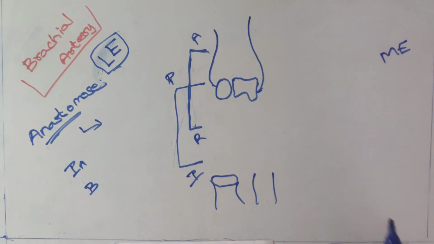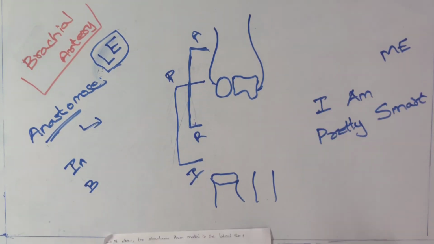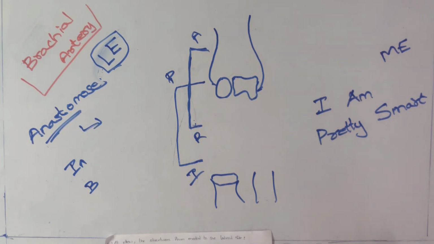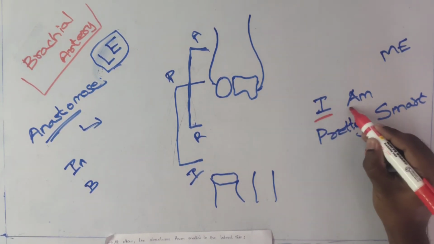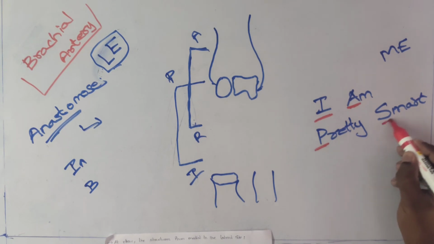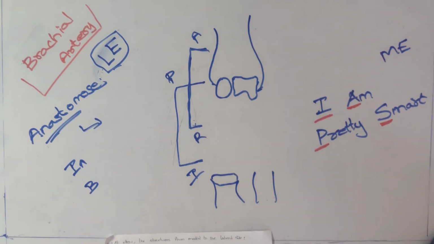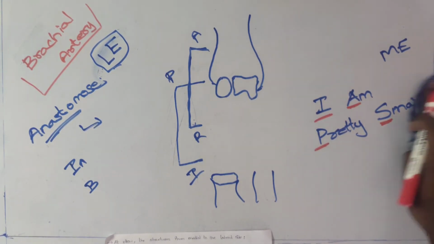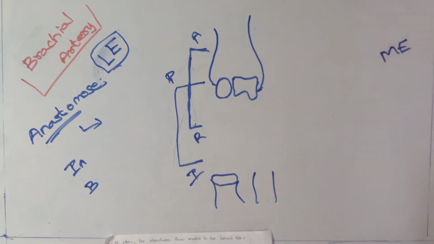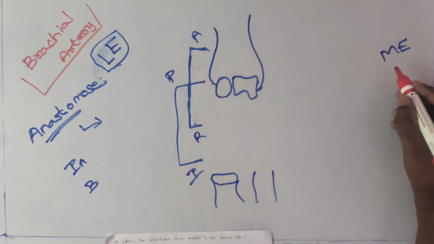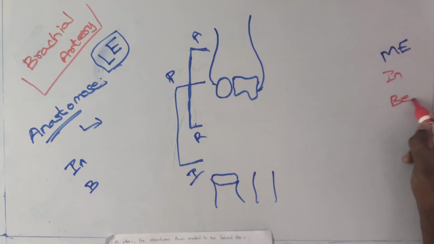Now coming to the medial epicondyle. The mnemonic of the medial epicondyle is: I am pretty smart. Remember that, I am pretty smart. Same as the lateral epicondyle, it is in front and behind.